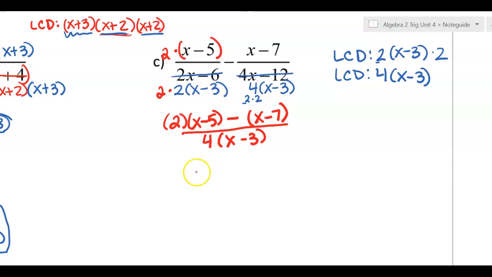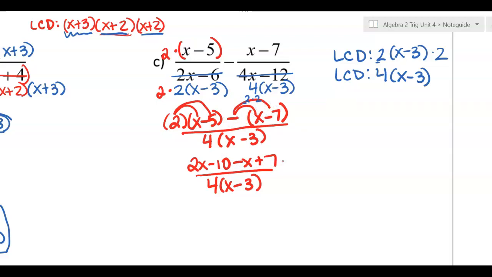So now we're not going to cancel anything yet, okay? So we have our denominator, because we haven't actually done the subtraction yet. Do you guys see that? We haven't actually subtracted or added anything, so we shouldn't be in simplifying mode until we've actually finished adding and subtracting. To do that, we're going to distribute this 2 here. So that would be 2x minus 10, and this minus is going to get distributed here. So it'd be minus x and plus 7.